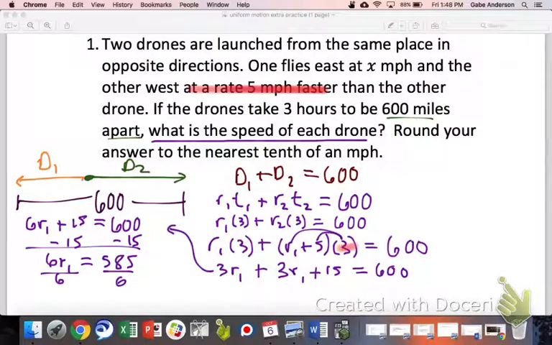No, actually that's not what you do, and the reason why, Lydia, is distributive property is always going to be something times parentheses, and that 3 has a plus sign in between, so we would not distribute it in that way. Okay, so you guys said 97.5, did I hear that right? Yeah. Okay, so R1 then equals 97.5. That means that R2 is how much? 102.5. It's 5 more than that. So those would be your 2 answers right there: 97.5 miles per hour and 102.5 miles per hour.